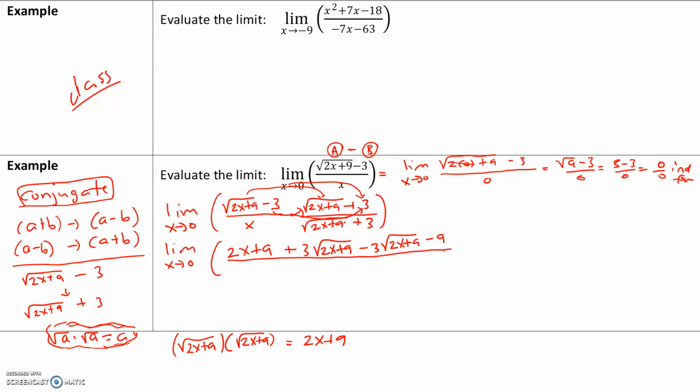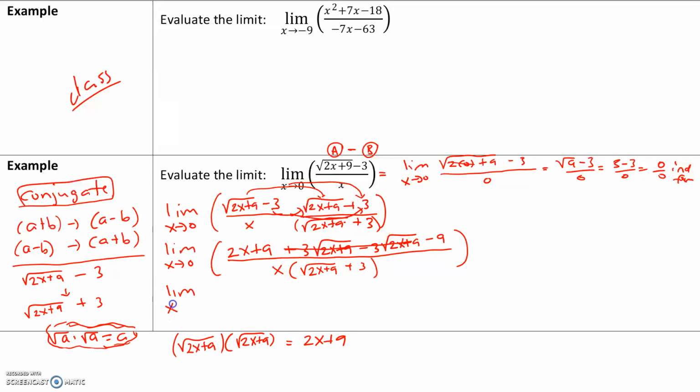That's the numerator. For the denominator, we have just x multiplied by the whole expression, so it's x times radical 2x plus 9 plus 3. Now on the denominator we can distribute, but we're not going to, and you'll see at the end why not. So for the denominator, just remember to not distribute. Now the 3 radical 2x plus 9 and negative 3 radical 2x plus 9 add up to 0 because they're additive inverses. That's the whole point of the conjugate, to have the middle term add up to 0.